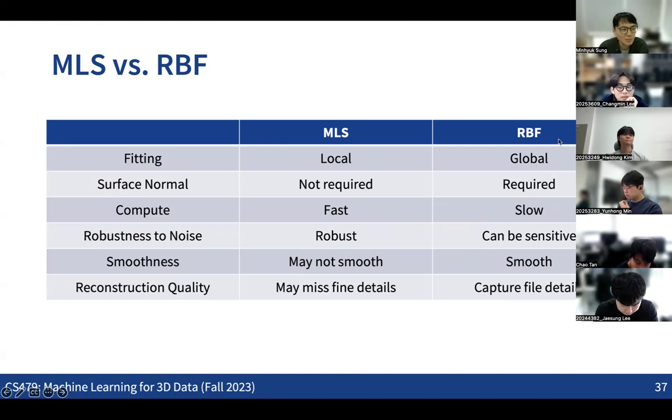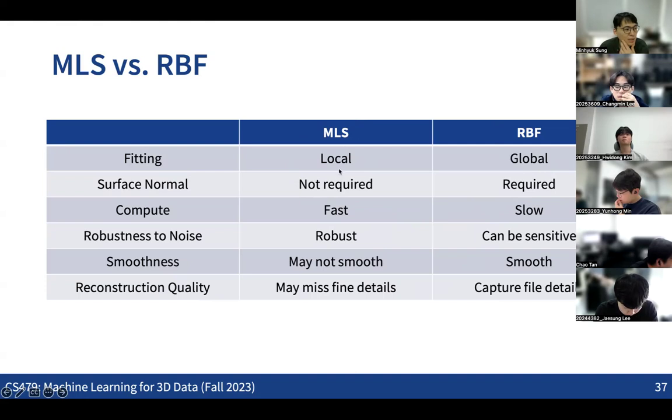But in any case, if you want to perform the radial basis function approximation, we first need to get the surface normal information. And for that, we might need to first run the moving least squares to estimate the surface normal for each of the points.